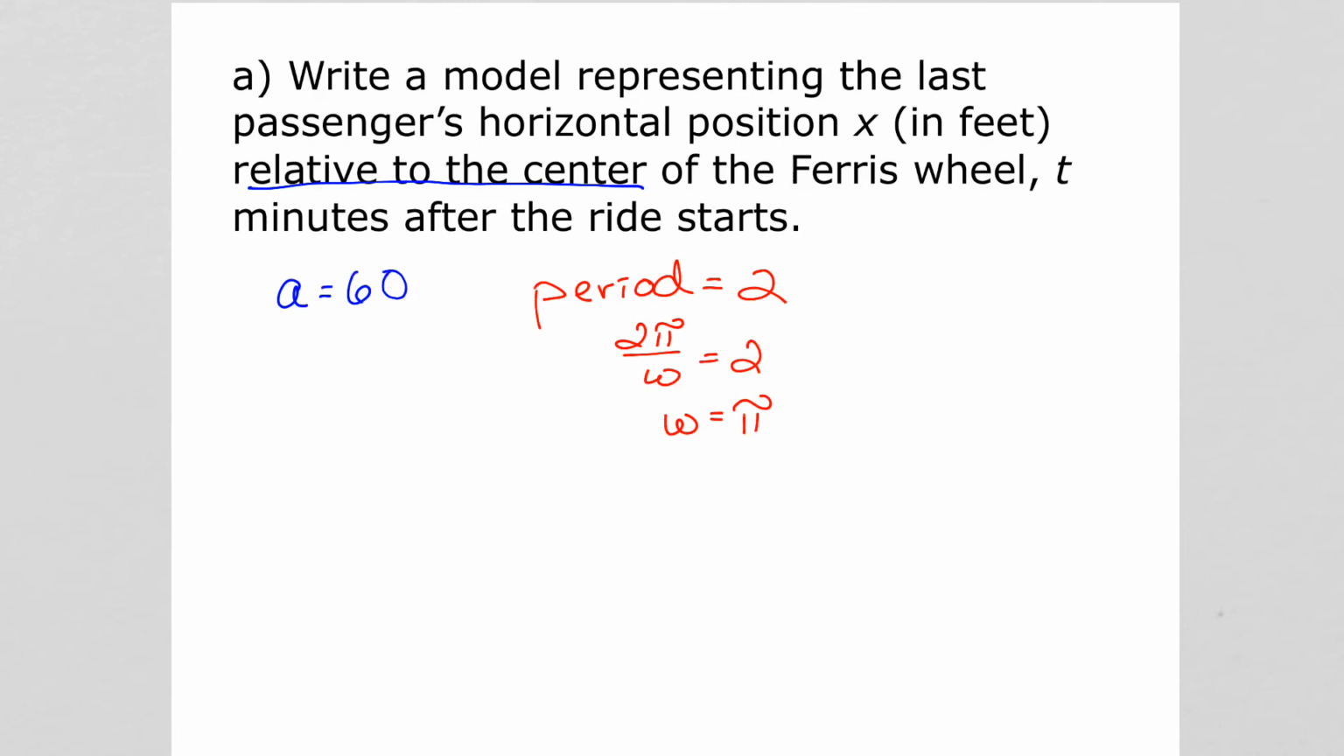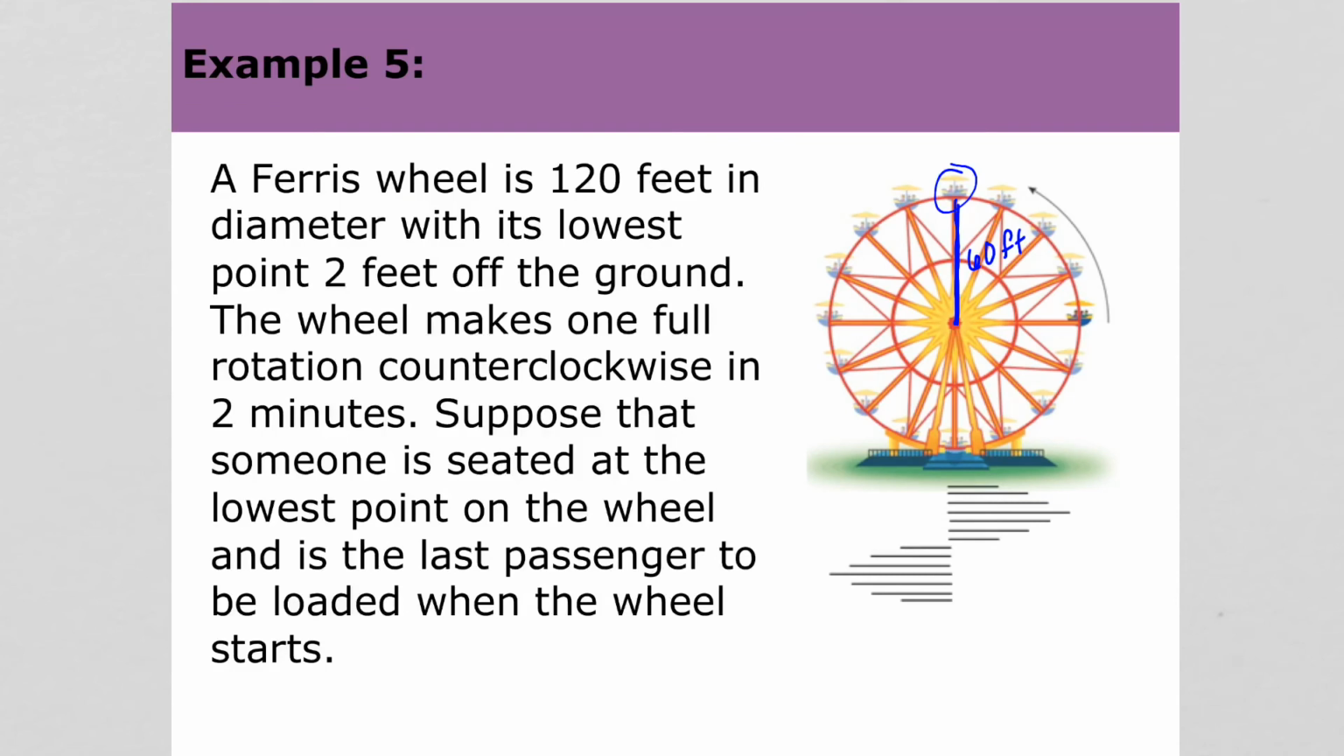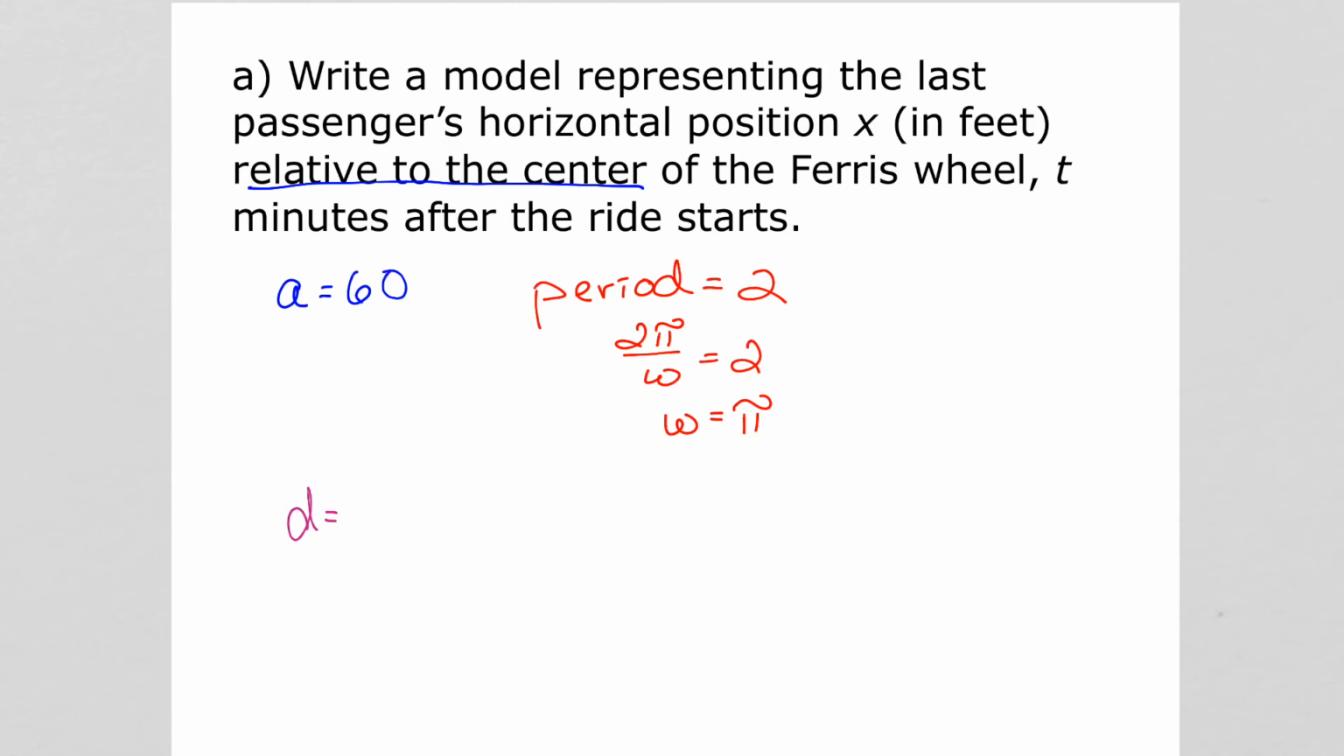So let's see. We need to know last, are we using sine or cosine here? Well, it says that we're starting this with the person seated at the bottom of the Ferris wheel, in the initial position. So the initial position is at 0. So that means that we're going to use sine. So we plug in A. We have sine of omega t.